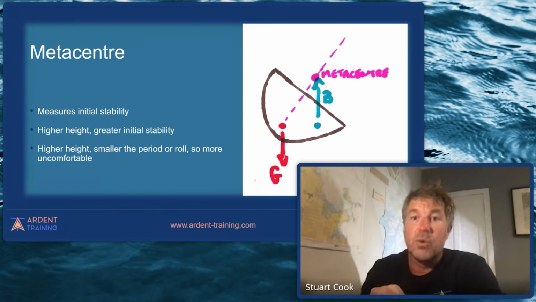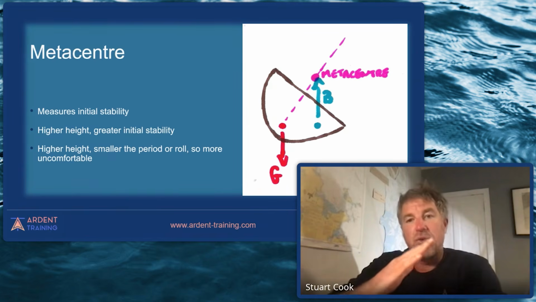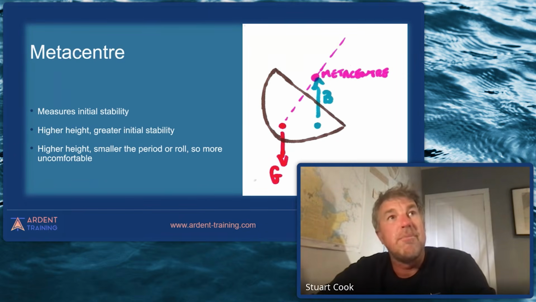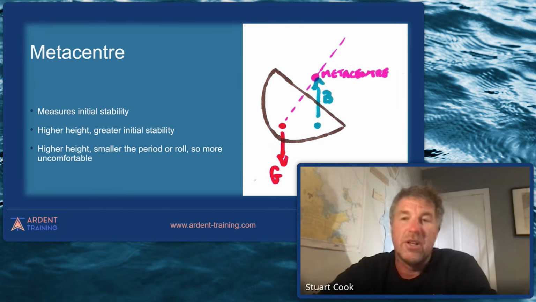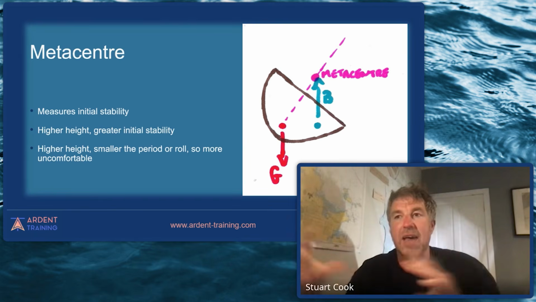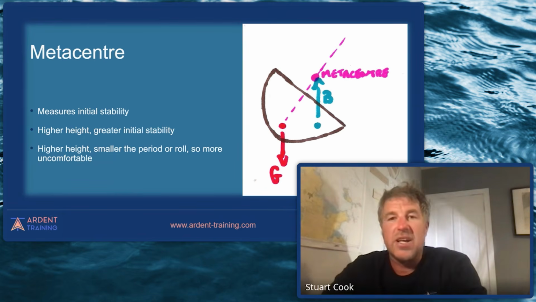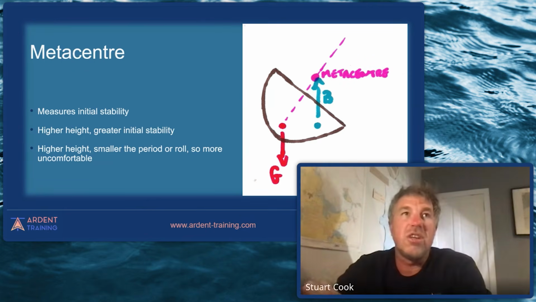Whereas something with the metacenter lower down will roll much slower, it will stay upright a bit more, and so it's more comfortable. So it's not quite as simple as just saying, let's have better stability, or better initial stability, or better ultimate. Everything's got to be taken into account. There's no such thing as bad stability, or my stability is better than your stability. It's about the vessel's use, where it might go, and the waters in which it might sail.